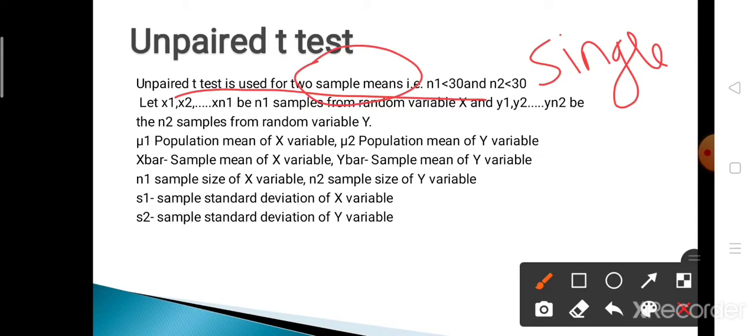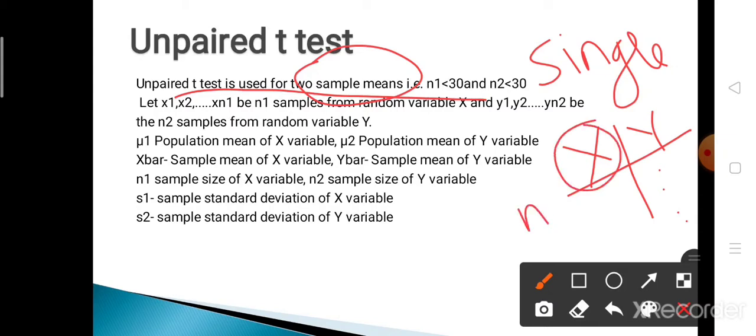So there are two variables x and y. Let x1, x2, ..., xn1 be the n1 samples from the random variable x and y1, y2, ..., yn2 be the n2 samples from the random variable y. Here the x variable sample size is n1 and for the y variable the sample size is n2. The given test is the student t-test. That's why here n1 is less than 30 and n2 is also less than 30, because the student t-test is used when the sample size is less than 30 and the population standard deviation sigma is unknown.